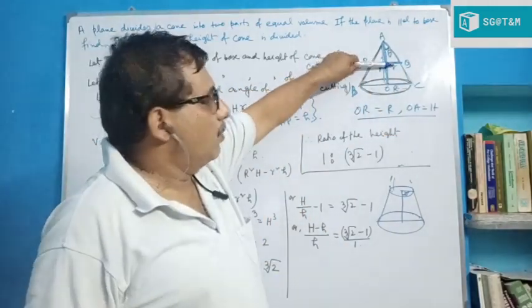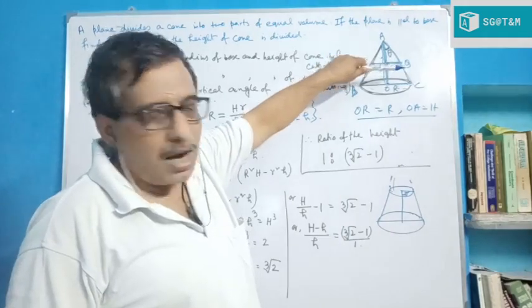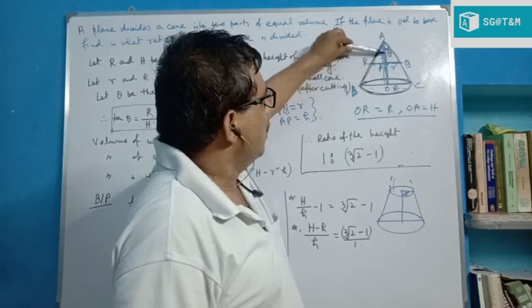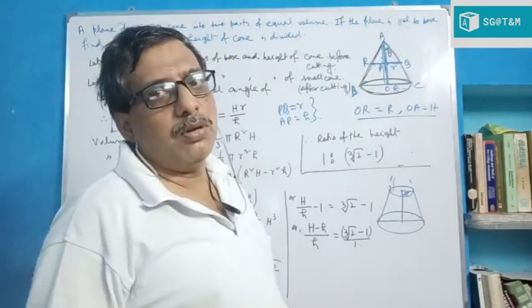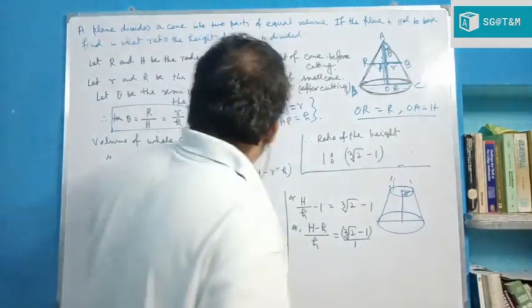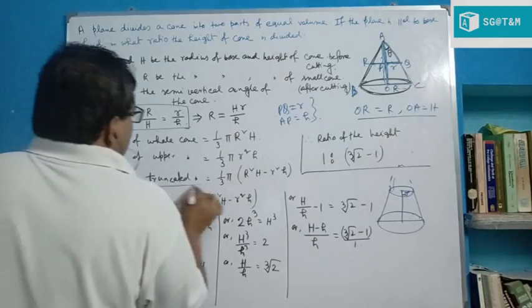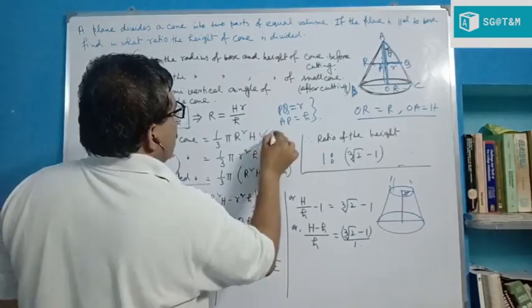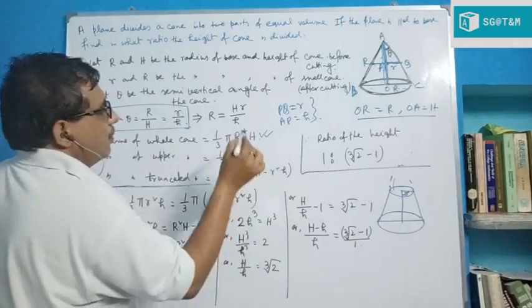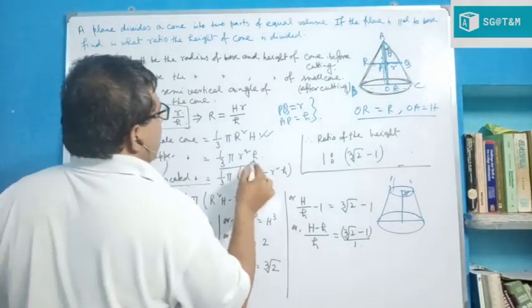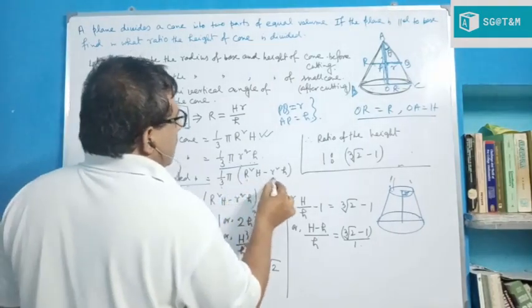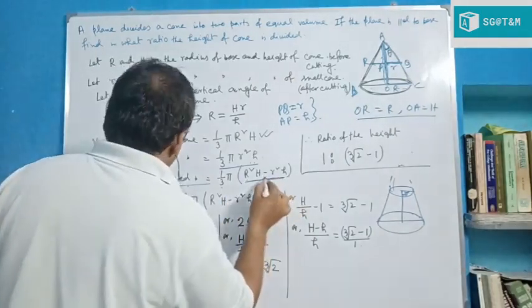The volume of the lower portion, that means the truncated cone, is the total volume minus the upper portion. So the volume of the truncated cone is the total volume minus the volume of the small cone, which is 1/3 pi r square h. 1/3 pi is common, so it is pi times capital R square capital H minus small r square small h. This is the volume of the truncated cone.